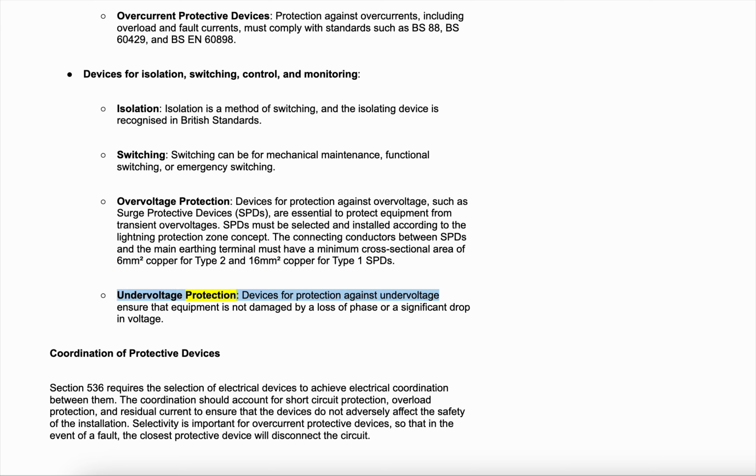Undervoltage protection. Devices for protection against undervoltage ensure that equipment is not damaged by a loss of phase or a significant drop in voltage. Coordination of protective devices. Section 536 requires the selection of electrical devices to achieve electrical coordination between them. The coordination should account for short circuit protection, overload protection, and residual current to ensure that the devices do not adversely affect the safety of the installation. Selectivity is important for overcurrent protective devices, so that in the event of a fault, the closest protective device will disconnect the circuit.